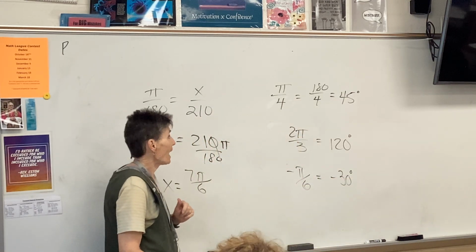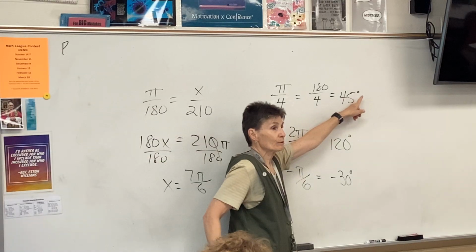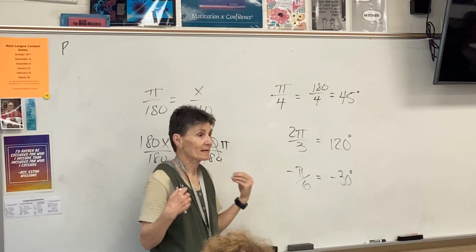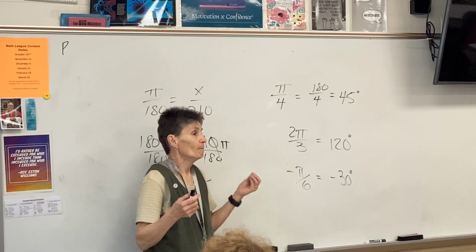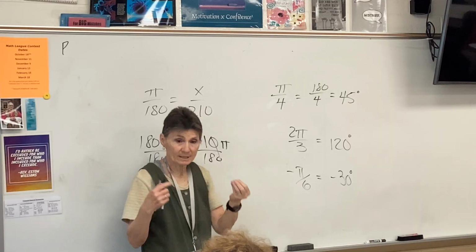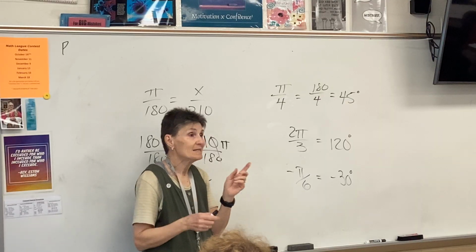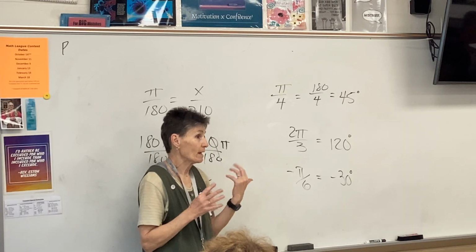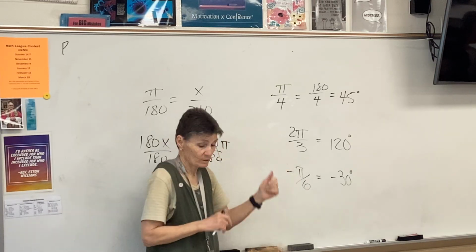Try to get in the habit of putting the degree mark on your degree measures. I sometimes forget, so I can't yell at you too much about it, but try to get in the habit of putting a degree mark if you are doing a degree. There is no label for radians. Okay, there's no label for it, so it's just negative pi over 6.